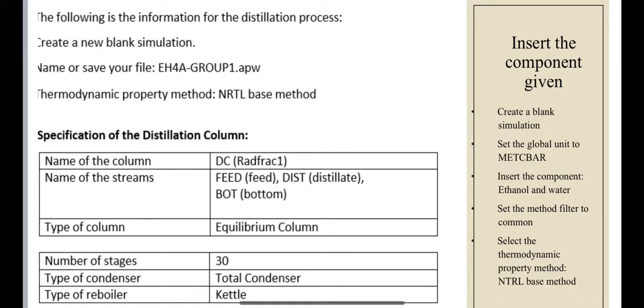Name of the column is DC red flag 1. Name of the stream is feed, DIST for distillate and BOT for bottom. The type of the column we'll be using is equilibrium column. And the second table explained to us that the number of stages is 30. The type of condenser is total condenser and the type of reboiler that we are using is kettle.